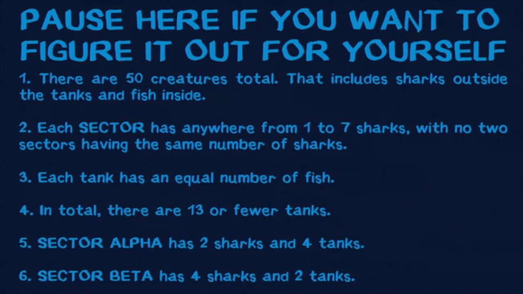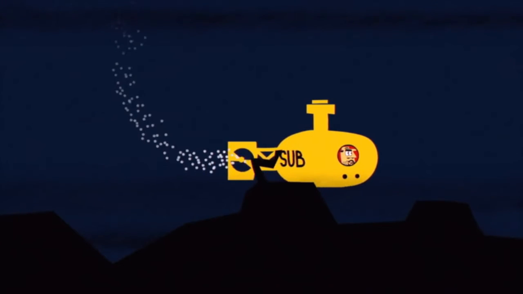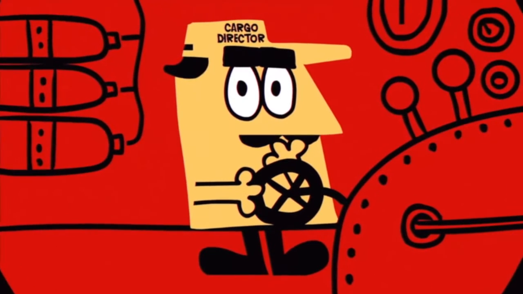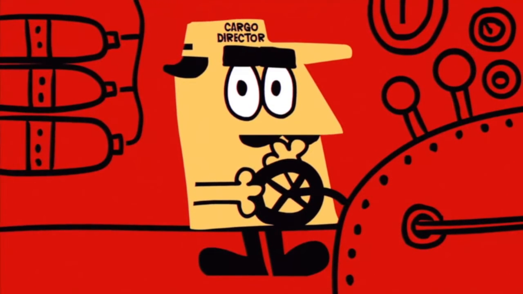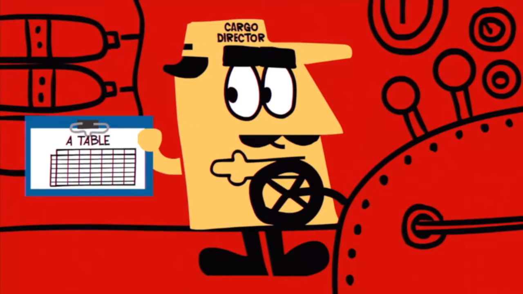Did you figure out how to rescue all the fish before they were eaten by the sharks? Here's the answer. At first, it seems like there are just too many missing pieces of information. After all, you don't know how many fish or how many tanks there are, let alone how many fish are in each one. But then you remember the best way to compare multiple pieces of partial information, a table.